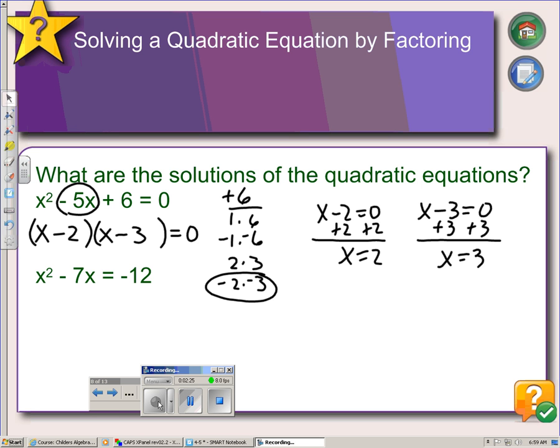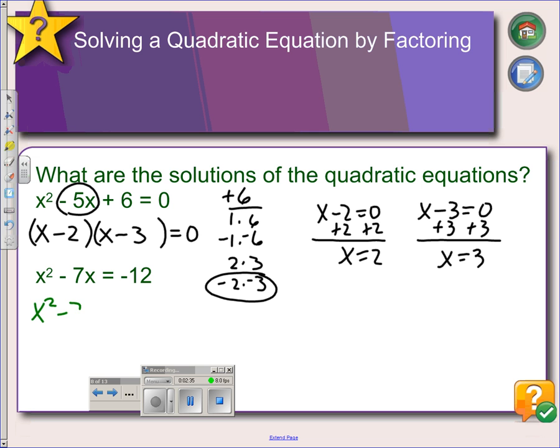For our second equation here, we cannot use the zero product property unless it equals 0. So the first thing we'll do is add 12 to each side to make the equation equal 0. Once we have that, then we can factor it, and to make 12, we have 3 times 4 is 12, so this would be a negative 3 and a negative 4.